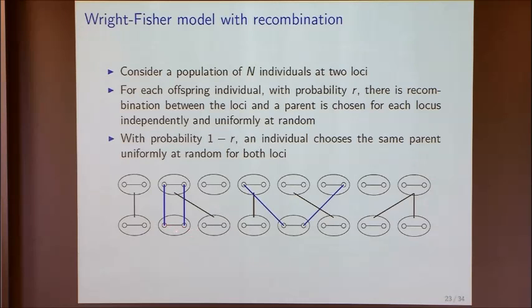So for example, there was a recombination that occurred here between these two loci. It just so happened that these two picked the same parent from the previous generation. But if you looked at this particular individual, the left locus picked a parent which is different from the parent picked by the right locus. Whereas for the other ones, there was no recombination, so with probability 1 minus r, you just pick a parent for both loci uniformly at random.